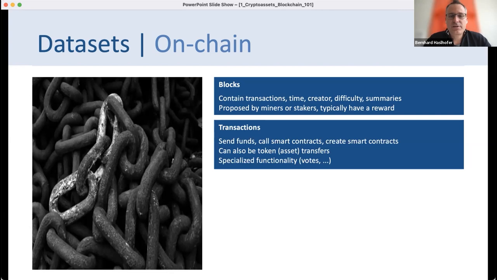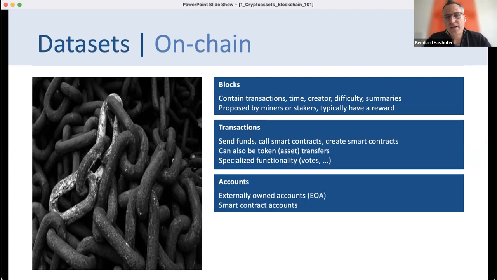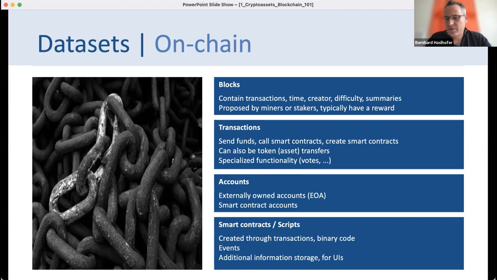More interesting are, of course, the individual transactions, because they send funds from one actor to the other. They can also call so-called smart contracts on the Ethereum chain and do all sorts of other stuff. So transactions are probably one of the most important and interesting data points to look into. And we also have, especially in the Ethereum blockchain, which is much more powerful than the Bitcoin blockchain, special accounts which are capable of running programs, so-called smart contracts, and they also contain interesting data points. This is what I already mentioned. So we have smart contracts, especially in the Ethereum chain.